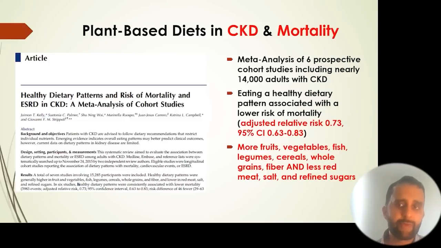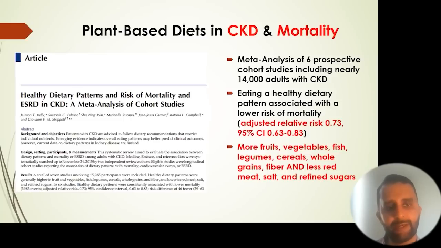So this was a meta-analysis, or a summary analysis, of 6 prospective studies, including 14,000 people with kidney disease. And eating a healthy dietary pattern was associated with a lower risk of mortality, about a 27% decrease in risk. What they defined as a healthy dietary pattern included fruits, vegetables, fish, legumes, cereals, whole grains, fiber, and less red meat, salt, and refined sugars. Again, fish is a great food.